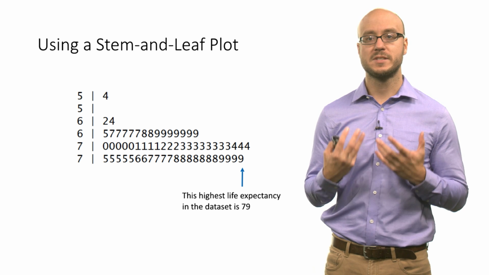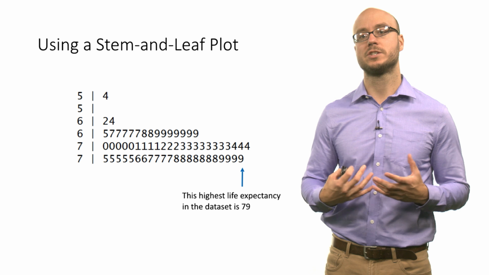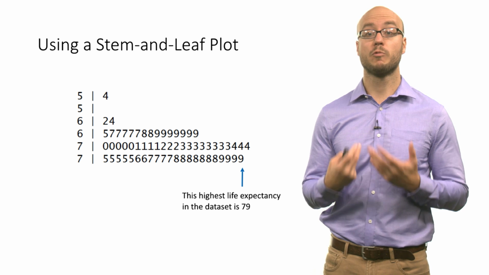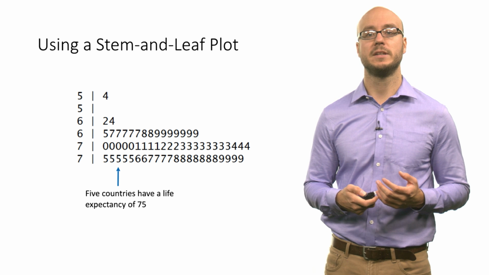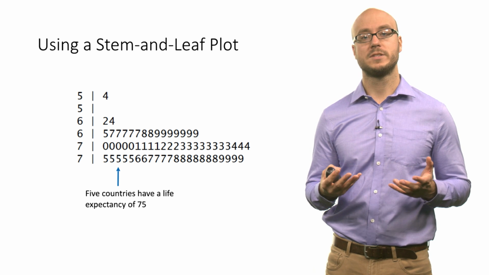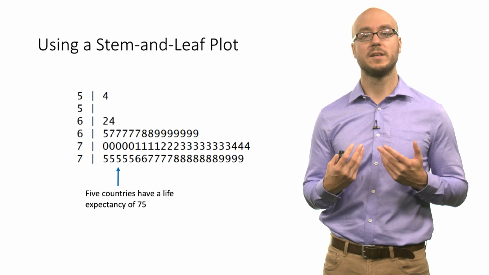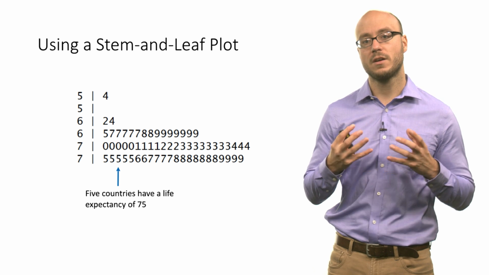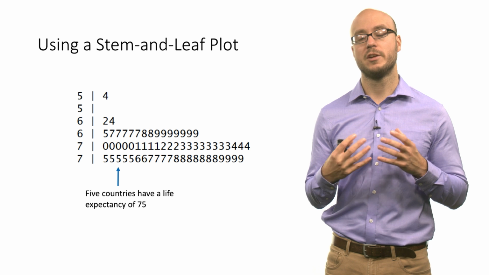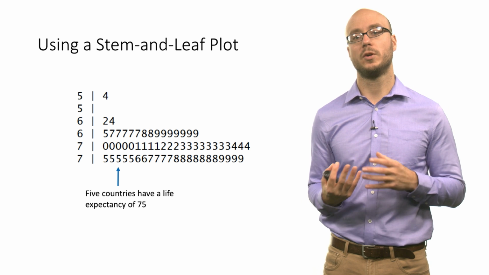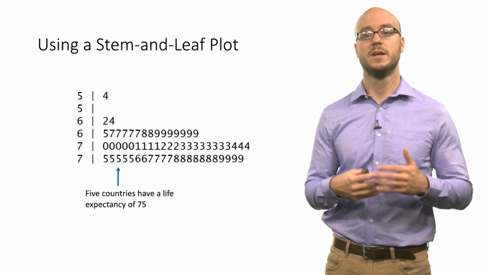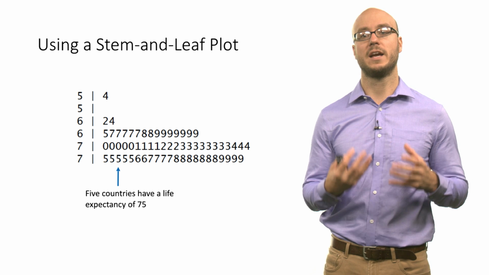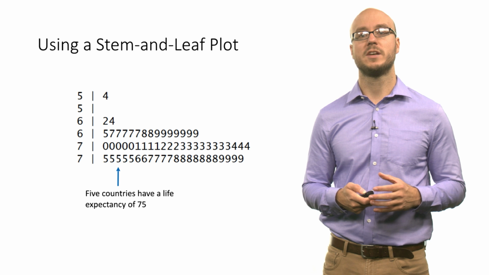So you can see that from a stem and leaf plot, we have an instant snapshot of what the maximum and minimum values are. In fact, you could even construct a range based on a stem and leaf plot. We also know that, for example, 5 countries have a life expectancy of 75. So you can see that each leaf is a different observation. It's a different data point. And to reconstruct that observation or data point, you use the value of the stem. So we have 75, 75, and so on and so forth. We have these 5 countries with a life expectancy each of 75.